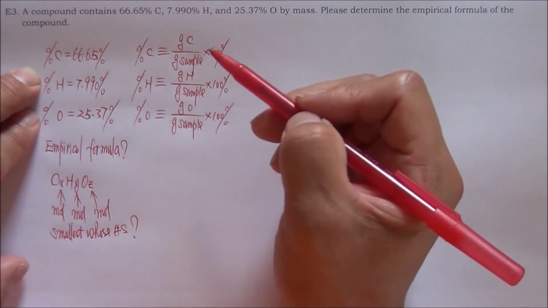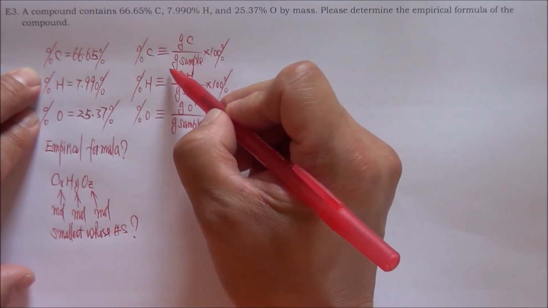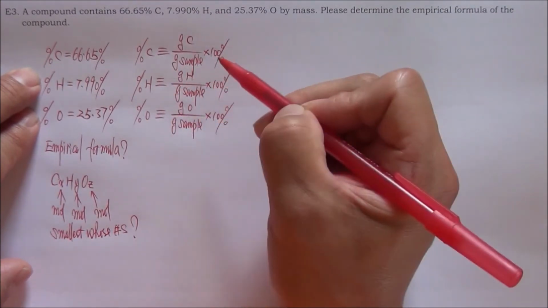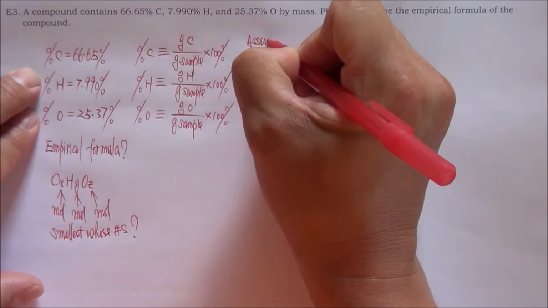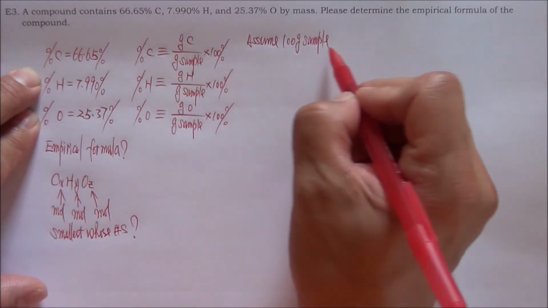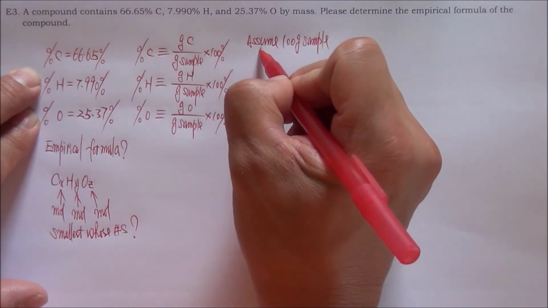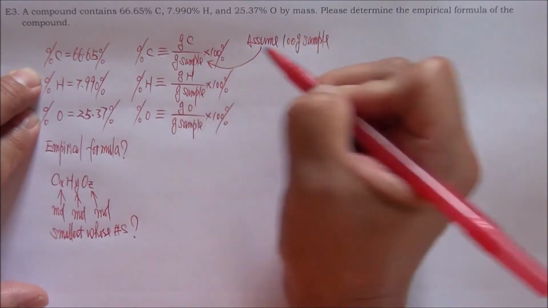From the definition here, if we assume we have 100 grams of sample, the calculation will be very, very easy. You do not even need a calculator. If we assume we have 100 grams of sample, we can plug the value here.